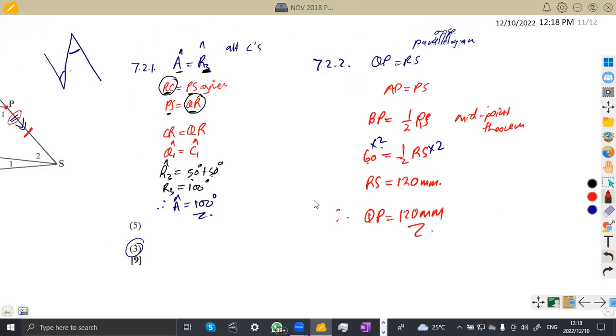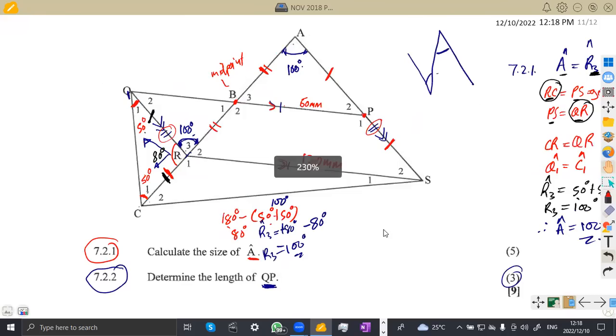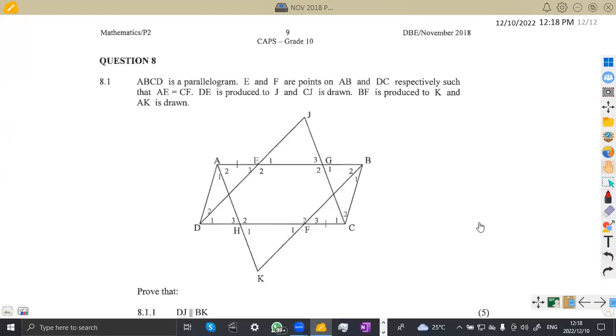So guys, your methods might differ, but you should have the same answer. What is important is to make sure that we obtain the same answer no matter the way you use. All right, so that was question 7, having a total of 9 marks.